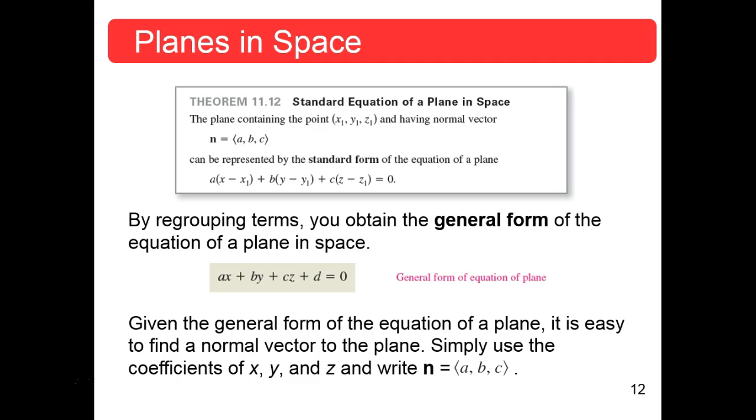Now, given the general form, that's this one, of the equation of a plane, it's easy to find the normal vector to the plane. There it is, A, B, C, okay? Anytime you have an equation of a plane, take the coefficients of the x, y, and z, that's your normal vector, okay? Simply use the coefficients of x, y, and z and write that as your normal vector. A piece of cake, okay?